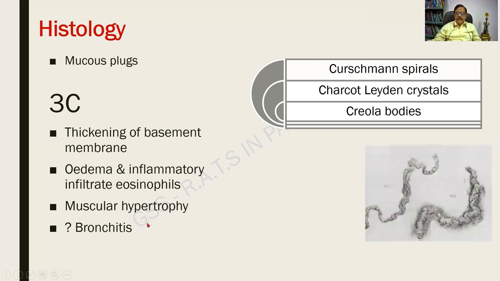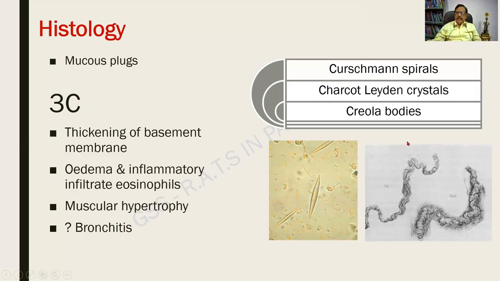Let us see how much of it we can trace in the pictures. So these are the Curschmann spirals. It is a shred of mucus in which we can find some crystals and eosinophils. The Curschmann spirals. And sharp needle-shaped crystals called the Charcot-Leyden crystals.